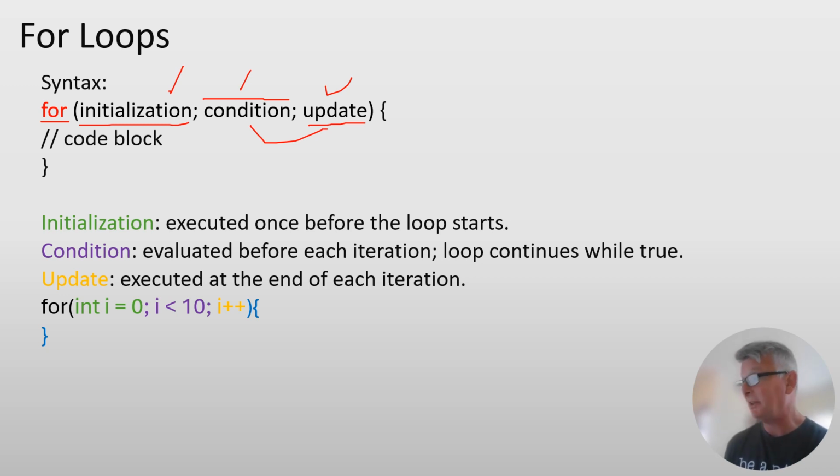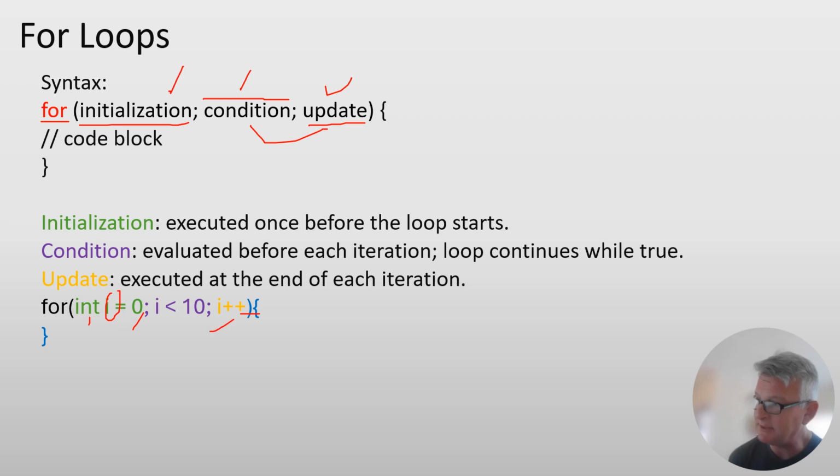So we have to initialize something. Remember how we declare variables? We're declaring a variable called i that is an integer, and i is going to be the value of 0. That's my initialization. My condition is as long as i is less than 10. And my update, see the plus plus, that's called increment, and that just means plus 1. So i is 0, so this will run starting at 0. i is less than 10, so that's true. Now i is 1.